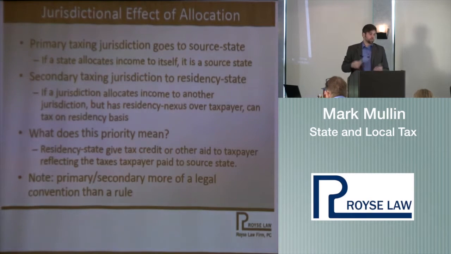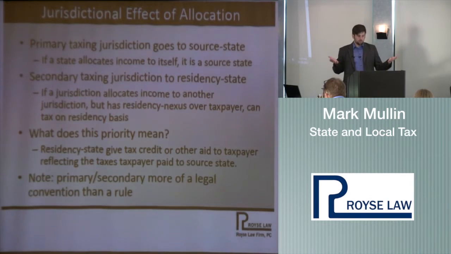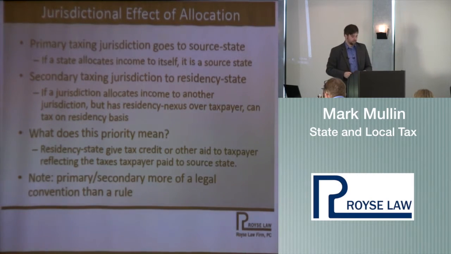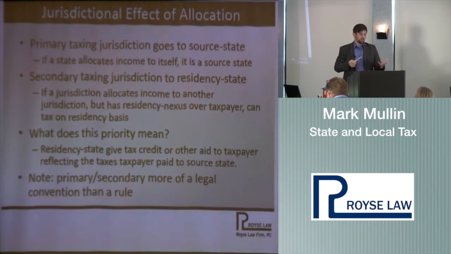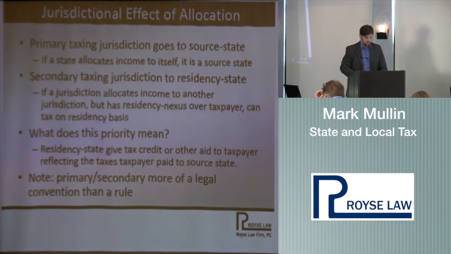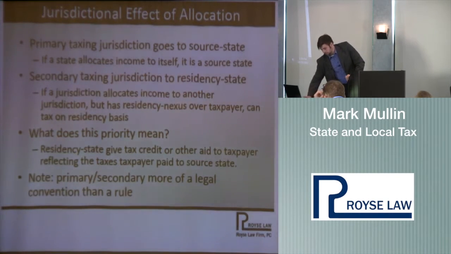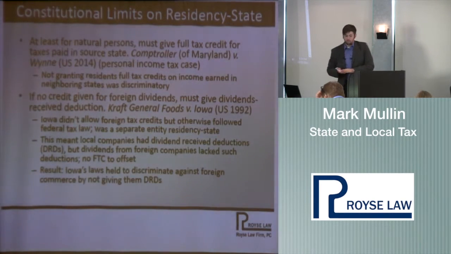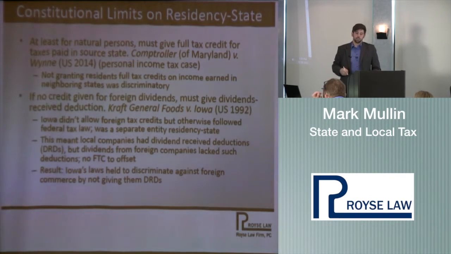So what does that end up meaning, being primary and secondary? Well, the idea is that the residency state has to make way for the source state. It has to give a tax credit or other aid to the taxpayer to help them with the fact that they paid tax in the source state. And the source state can tax it however it wants, essentially. The primary, secondary taxing jurisdiction has been, at least in international law, more of a convention. But actually, in recent state tax cases, there's been some movement towards the Supreme Court making it a constitutional requirement of allocable or separate entity kind of approaches.